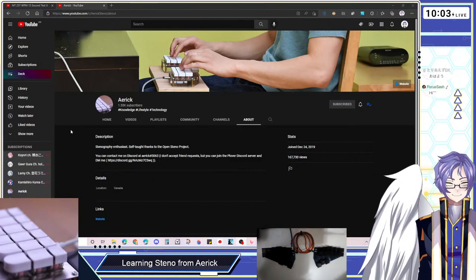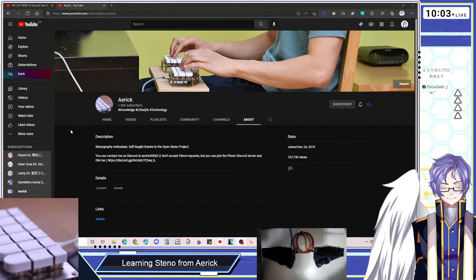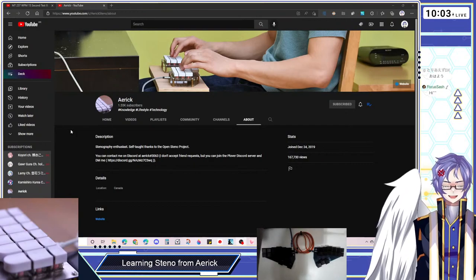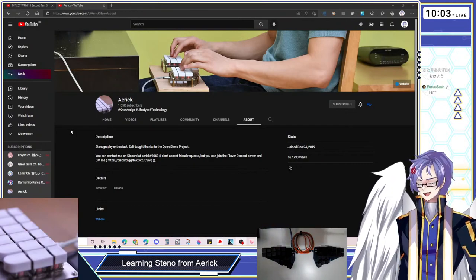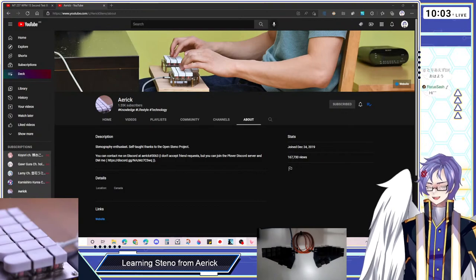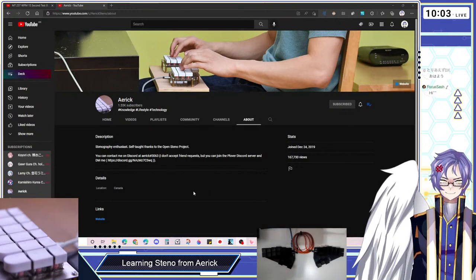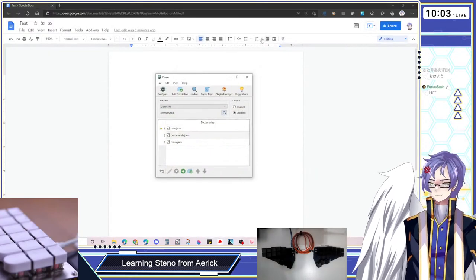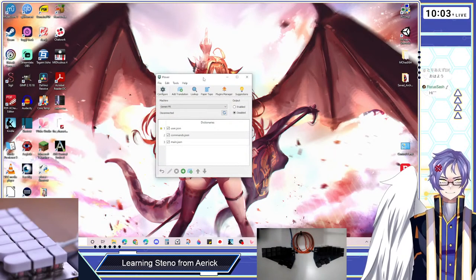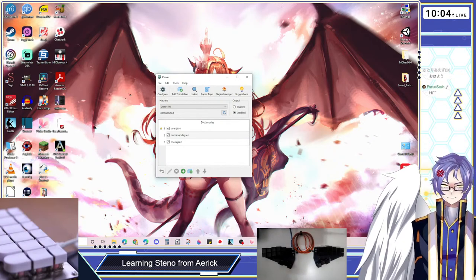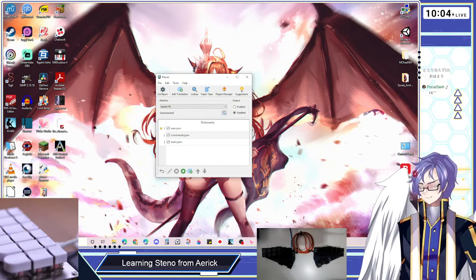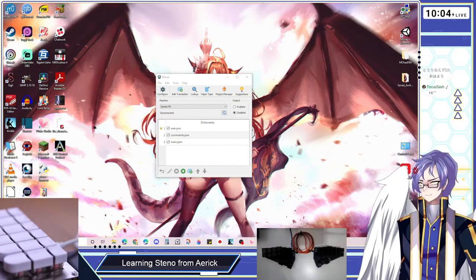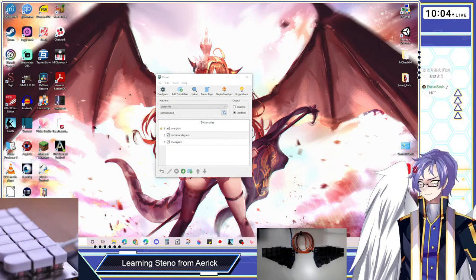Okay then, what is Steno? Should we start off with that question for all the people who are joining? Yeah, what is Steno? That's a loaded question. It's a method of text input where instead of typing individual letters, you're pressing down multiple keys at once to make phonetic outlines of what a word is. So for example, to write the word cat, you press down the keys that represent the K sound, the A sound, and the T sound.